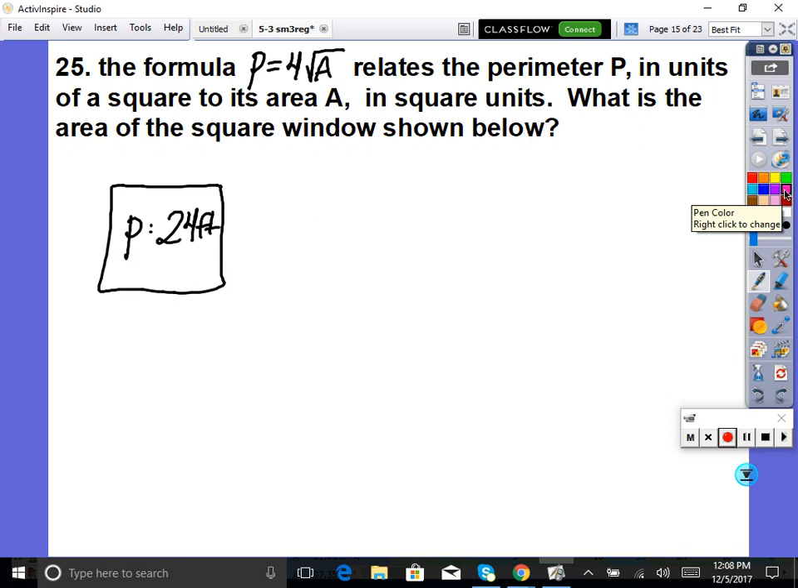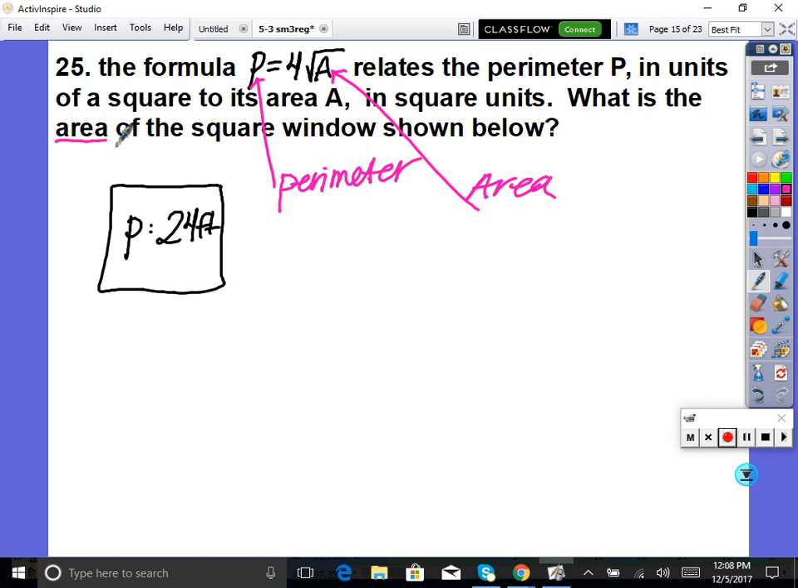It says the formula P is equal to 4 root A relates the perimeter P in units to its area. Now everybody, a lot of you get stopped right there and say I'm confused already. So pick it apart. What did it tell you? P is perimeter. A is the area. It asks, what is the area? So are we going to be looking for A? If the square window is shown below, it gives you, even though you can't see it, P is 24. So shouldn't we plug that in for P?